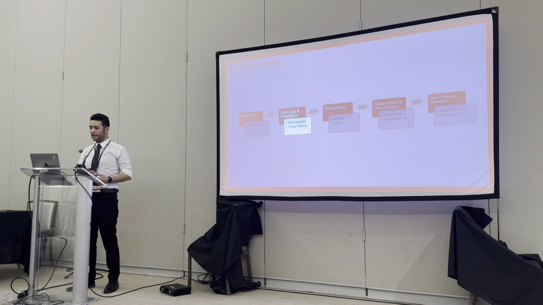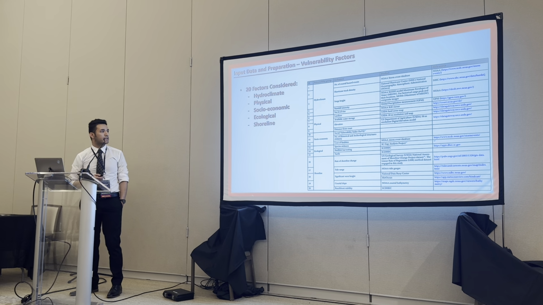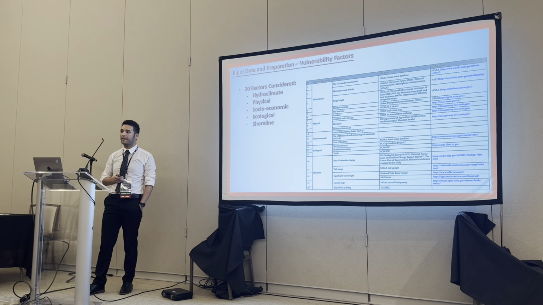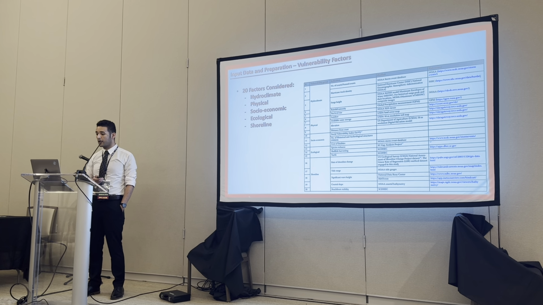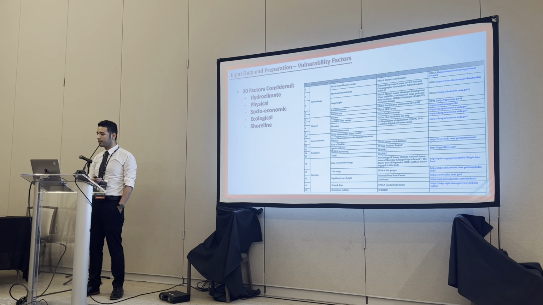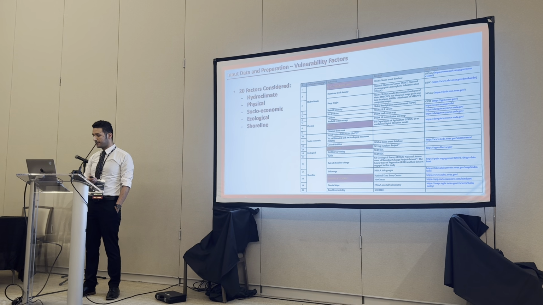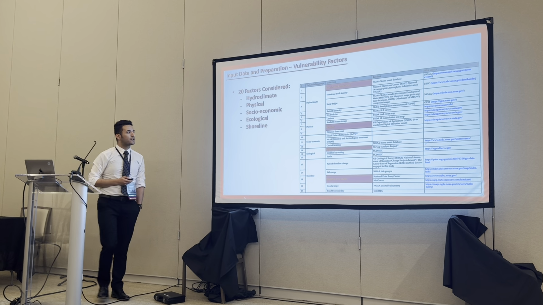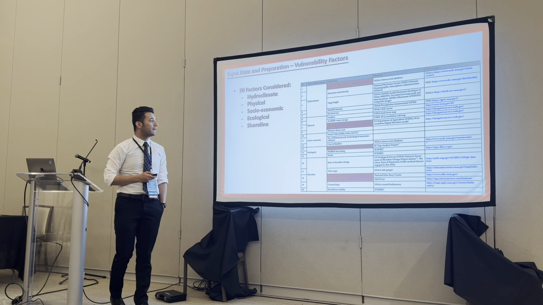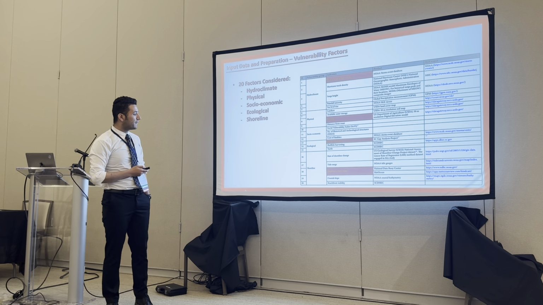Moving on with the input data and data preparation, for this study, we considered 20 different factors, and we grouped them in 5 different categories, as you can see here: hydroclimate, physical, socioeconomic, ecological, and shoreline. To mention just a few of these factors that we have studied, as you can see here, the number of coastal events, elevation data, species richness, and significant wave height.